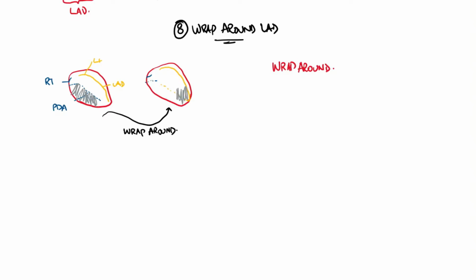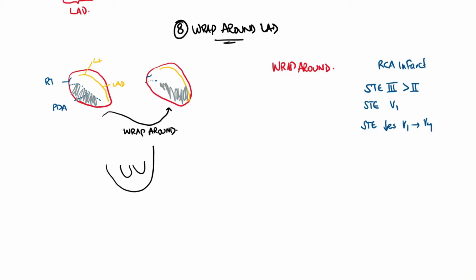So in a normal case, the lesion is more towards the right side if it's because of the right coronary artery. And if it's a wraparound LAD, the lesion is shown on the right-hand side with the gray. Now, how do you differentiate between an RCA infarct and a wraparound LAD? Well, we already know the features of the RCA infarct. ST elevation in lead 3 greater than lead 2, ST elevation in V1, and the ST elevation decreases as you progress from V1 to V4. That is what happens in an RCA infarct because the infarct is not towards the left ventricle.